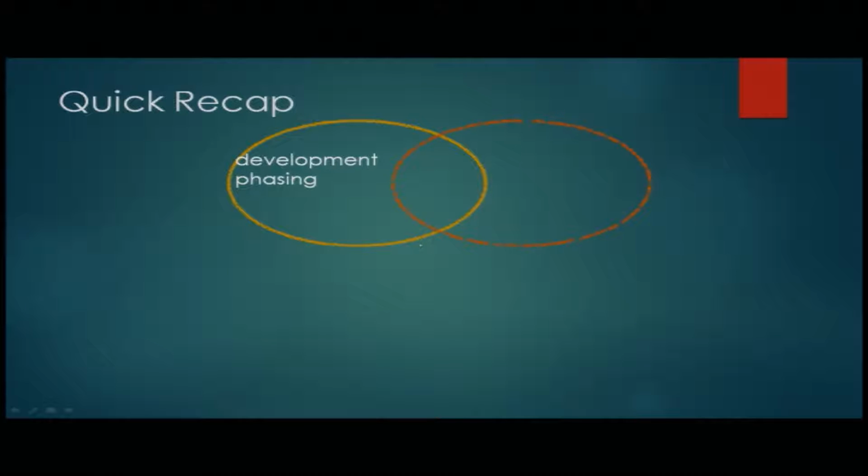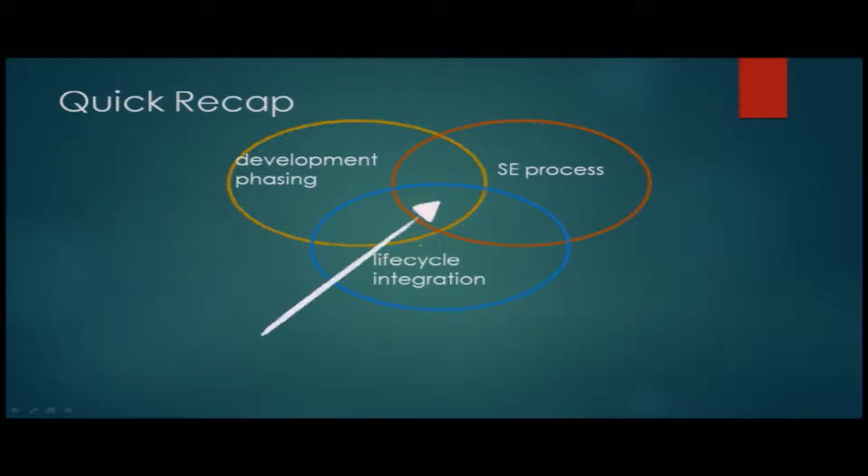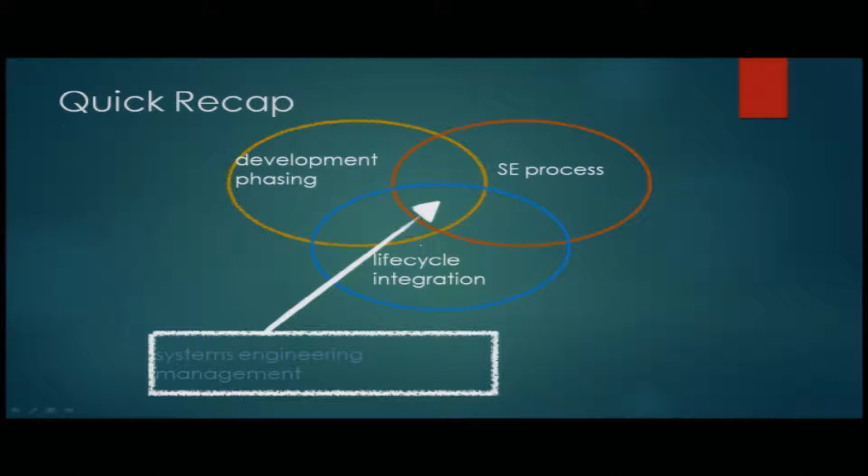If you remember the quick recap, we drew this development phasing bubble, followed by the systems engineering process bubble, followed by the lifecycle integration bubble, and we said that the systems engineering management is the center portion. This area is actually a conglomeration of all the three things, where systems engineering management, SEM, is applied to all the three.